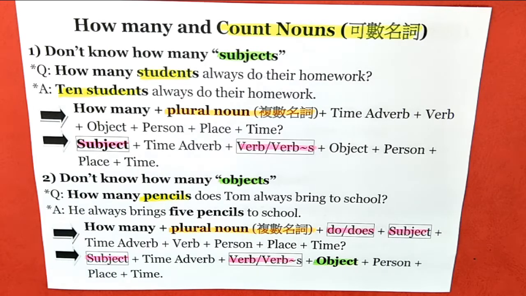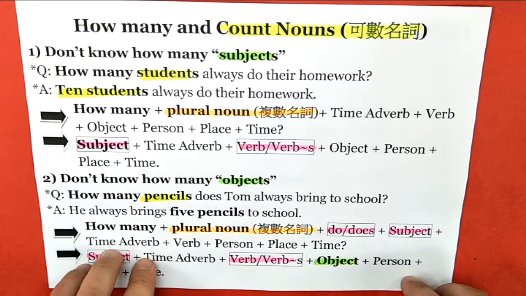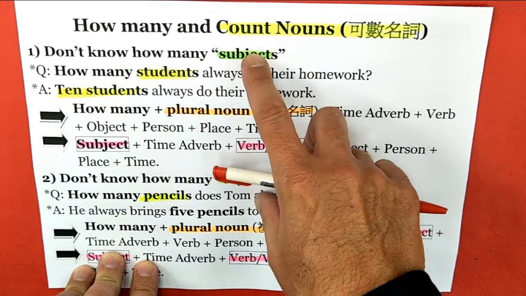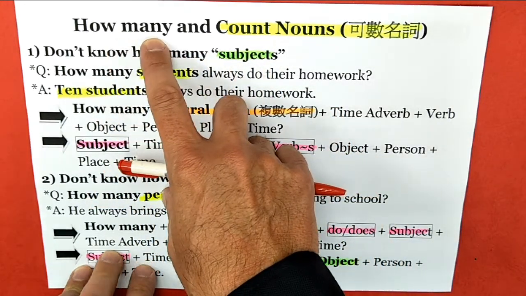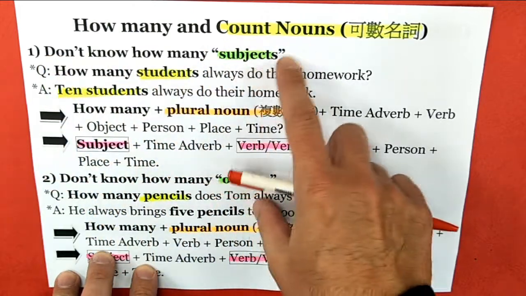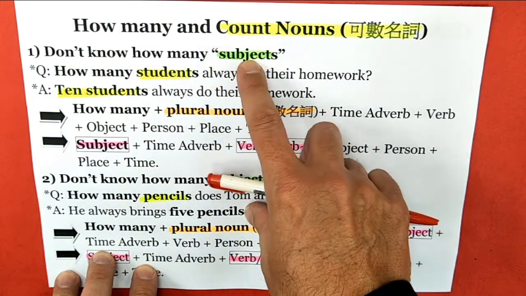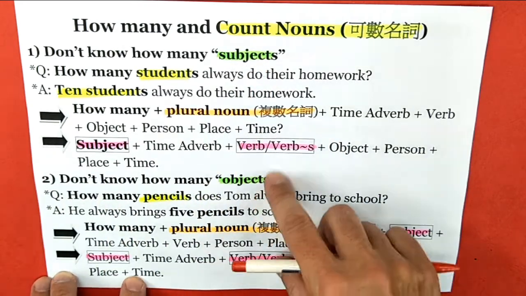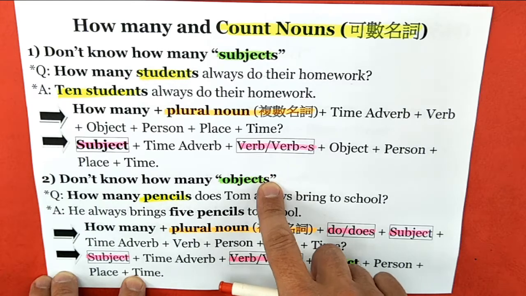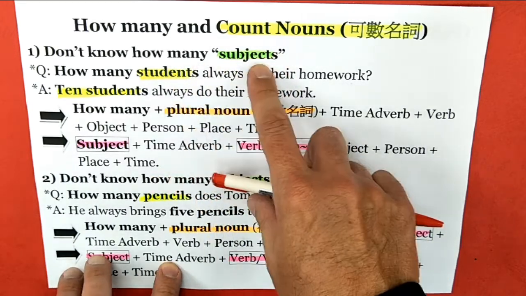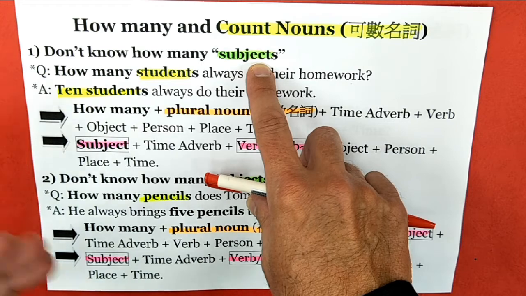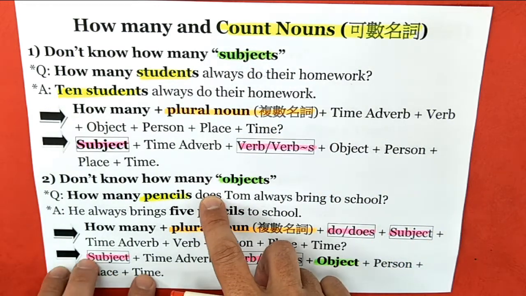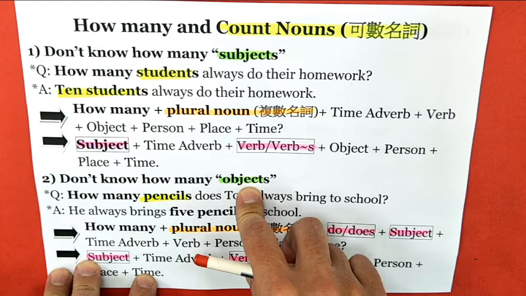So when we have a count noun, we ask the question, how many? All right, there are 2 kinds of sentences that we use with how many. The first sentence, we don't know how many of the subjects there are. The second sentence, we don't know how many of the objects there are. All right, so in the first sentence, how many subjects are there? The second sentence, how many objects are there?